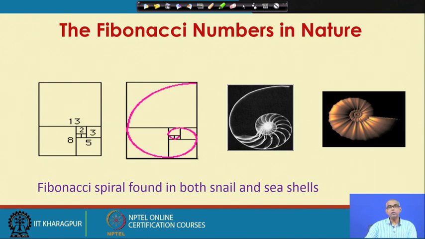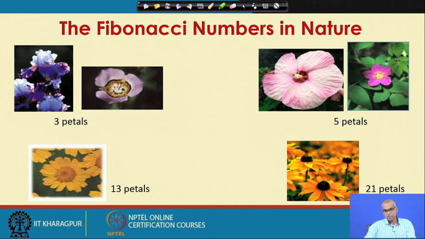The Fibonacci numbers are found in nature. Look at the figure. The Fibonacci spiral is found in both snail and shell cells. Fibonacci numbers are also found in various flowers. Look at the figures. There are flowers with 3 petals, 5 petals, 13 petals, 21 petals. 3, 5, 13, 21 are all Fibonacci numbers.